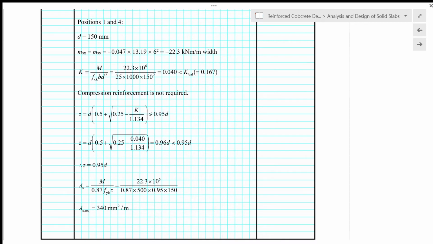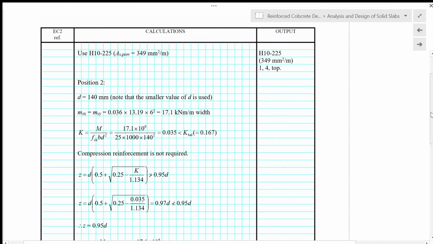So we have K equal to 0.040, which is less than K balance of 0.167. So we don't need compression reinforcement, which is generally the case in slab design. So you just calculate the moment arm Z. So moment arm is 0.96d, which is more than 0.95d, which is not allowed. So we use the moment arm Z of 0.95d in the design calculation of As. So As required is 340 square millimeter per meter width.